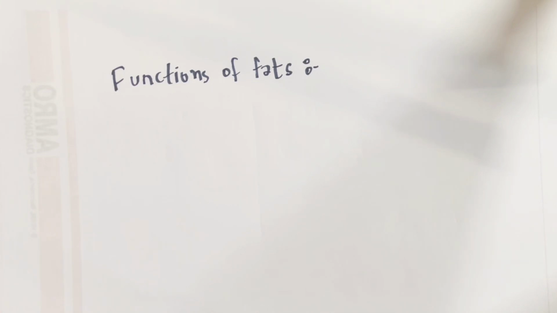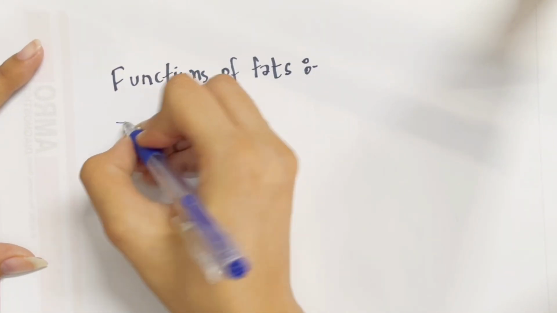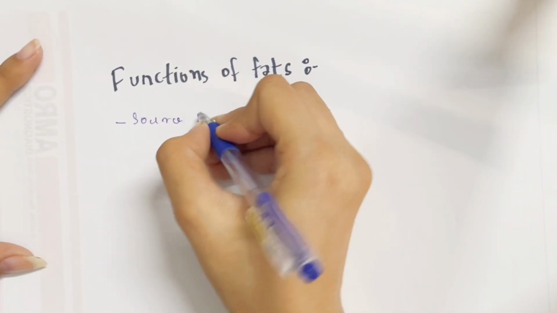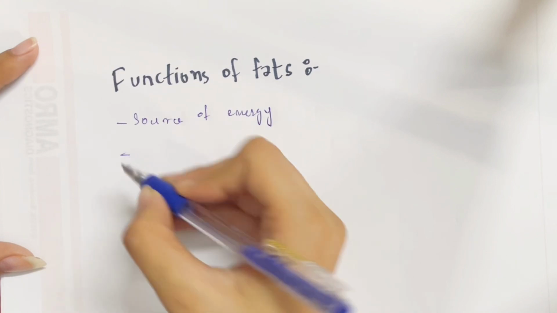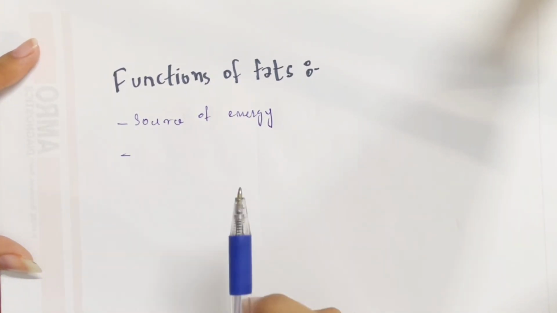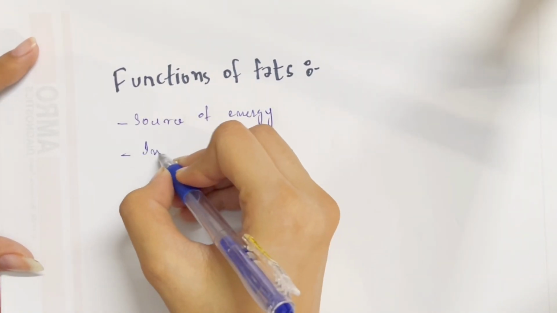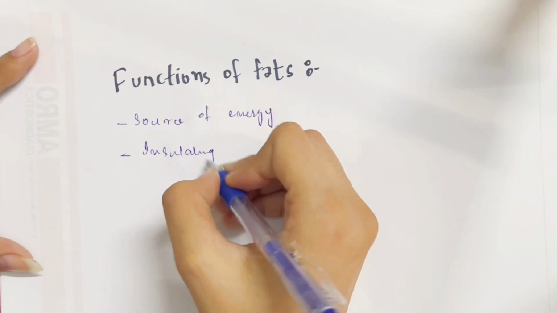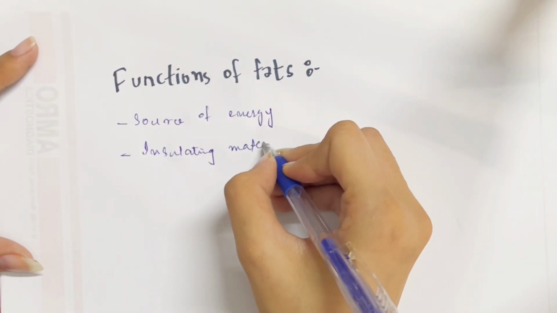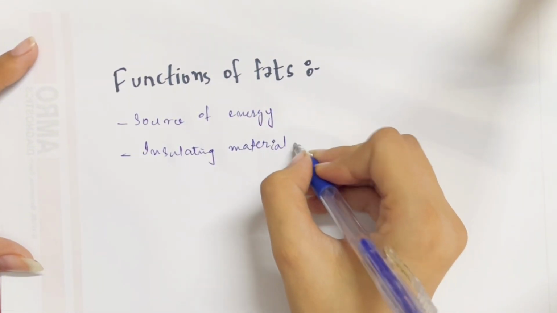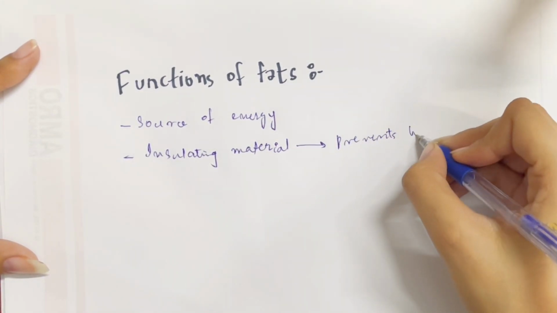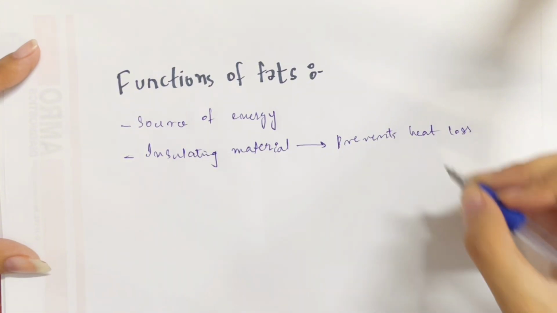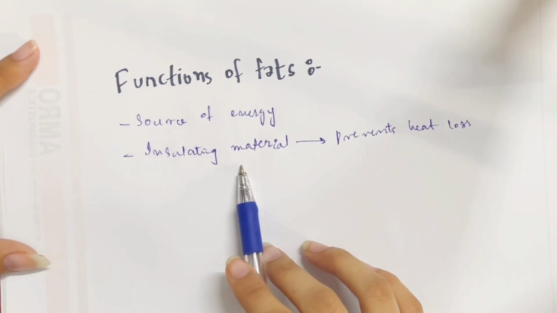Alright, at last let's discuss the functions of fats. Fats have multiple functions, but the basic function is that they are the source of energy for whatever reaction is taking place, or even for the human body. They are also known as an insulating material. And how so? They prevent excessive heat loss. Heat loss can occur under certain conditions, but excessive heat loss can be prevented by fat.